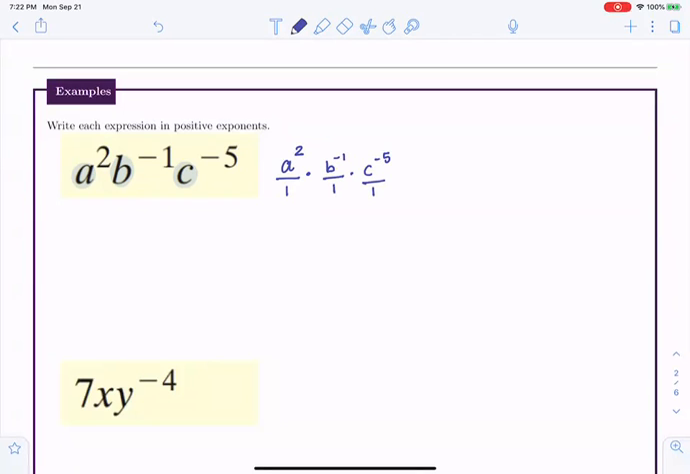So I don't have to do anything with the first exponent because it is positive. So I'll leave that as is. If I move B raised negative 1 to the denominator, I have 1 over B raised 1. And if I move C raised negative 5 to the denominator, it would become C raised positive 5. So we will have A squared divided by B multiplied by C raised 5.